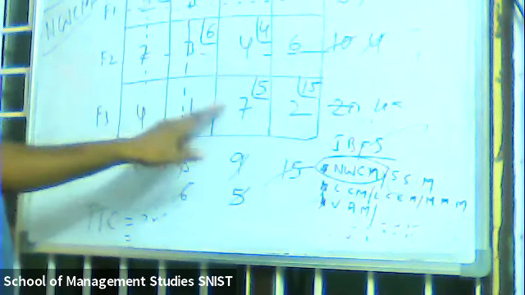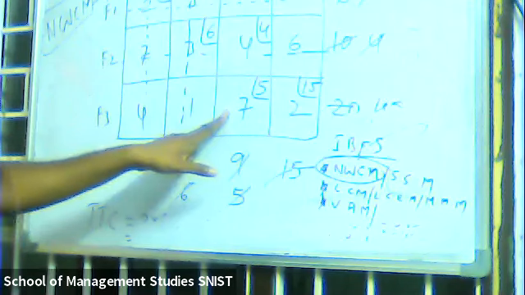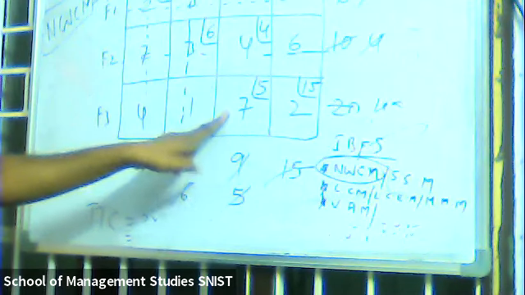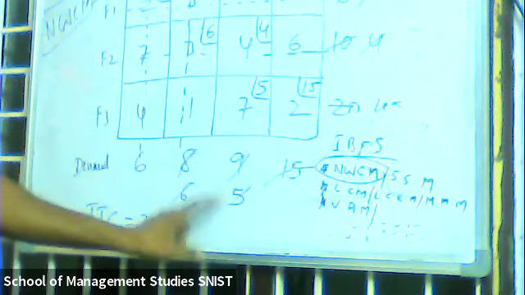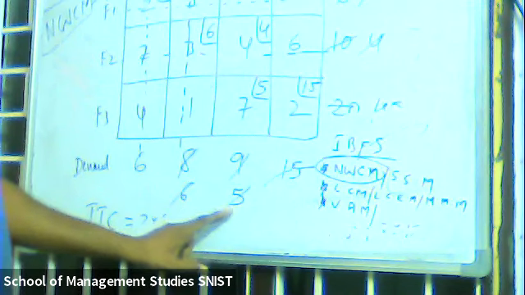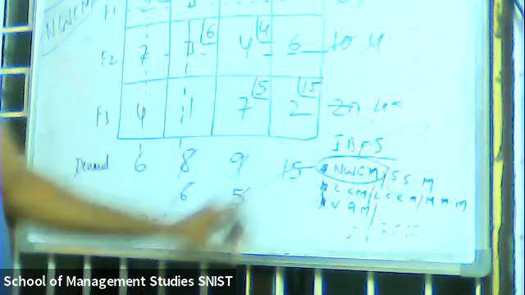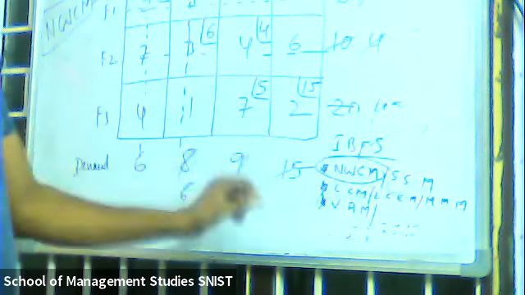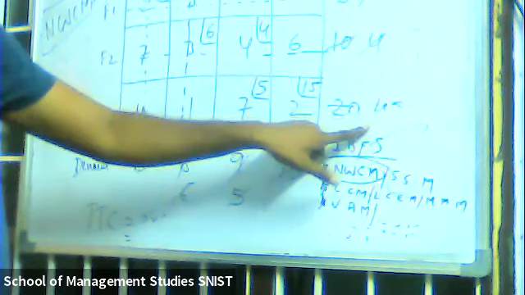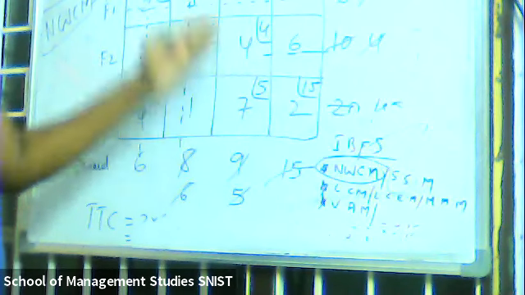Then the leftover, which is X33. Comparing the minimum, which is 5, and 20, if I allocate 5 here and subtract, it becomes 15. Then 4 plus 5, 9, is also satisfied. Then the last one, 15. Then I'm going to allocate 15.